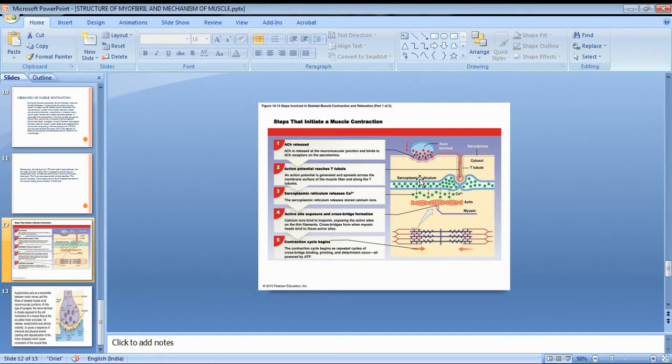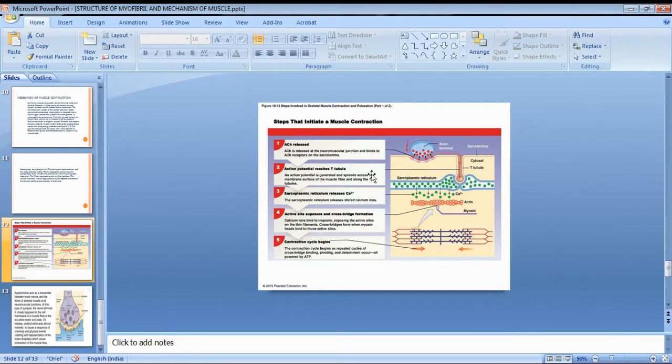Okay, next coming to the point, calcium then binds to troponin on the actin filaments and exposes the active sites for myosin. See here, active site exposure and cross bridge formation. Calcium ions bind to troponin, exposing the active sites on the thin filaments. Cross bridges are formed, then the myosin heads bind to those active sites.